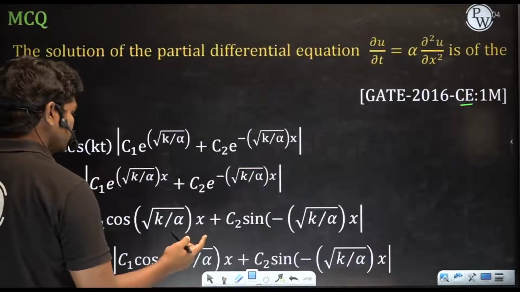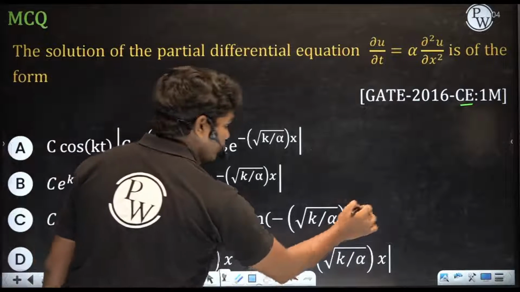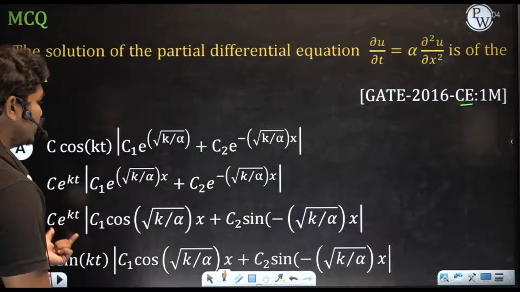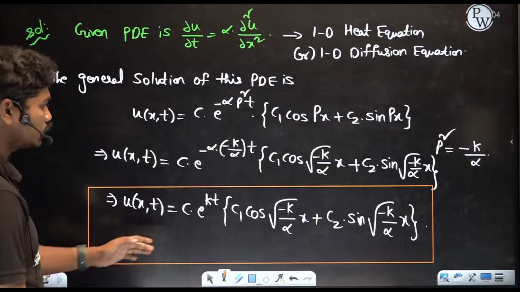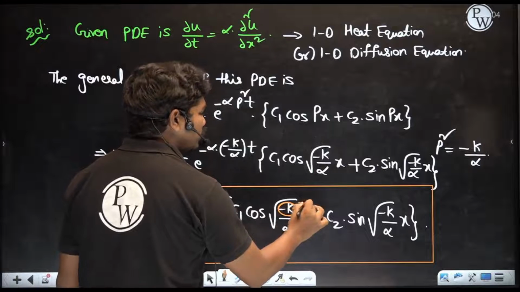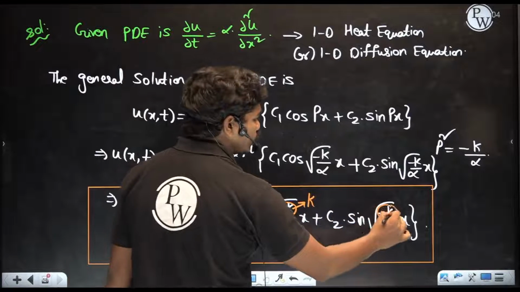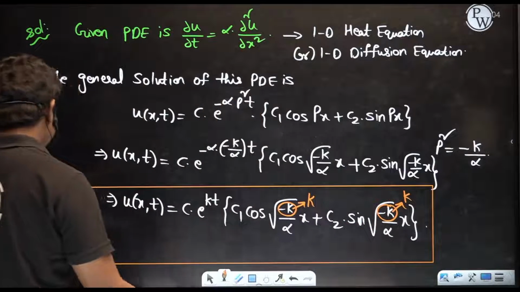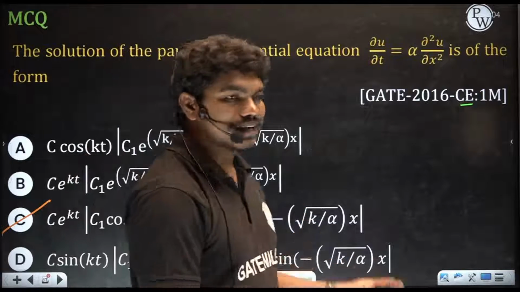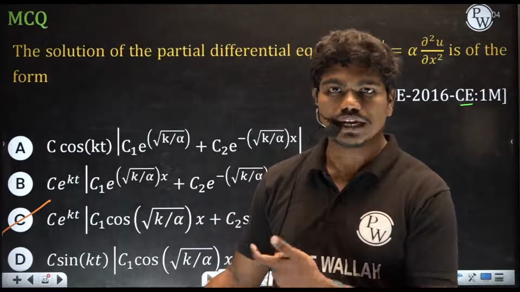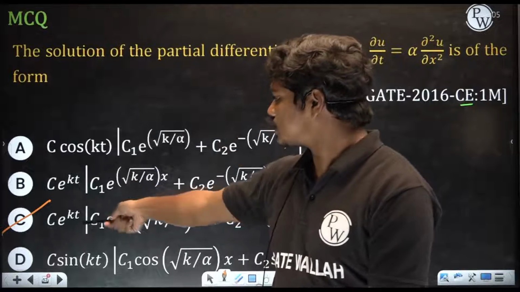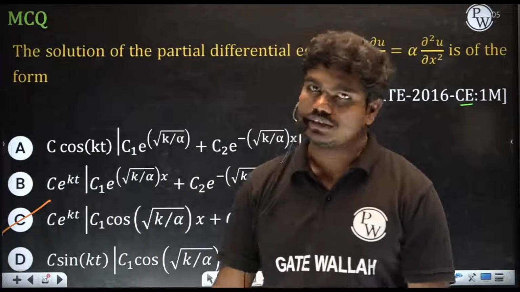So let us check these options. Let us check this: c e power kt into c1 cos root k by alpha. Okay, this k, if you take out the sign, can be written as some constant k1, k2, whatever. So if you take this as k for example, then this option C is actually the correct answer in this particular case, okay? Because this k can be written as some constant, we can ignore the minus sign because it's arbitrary. It depends upon the boundary conditions and all. So option C is basically the correct answer in this case. Thank you.